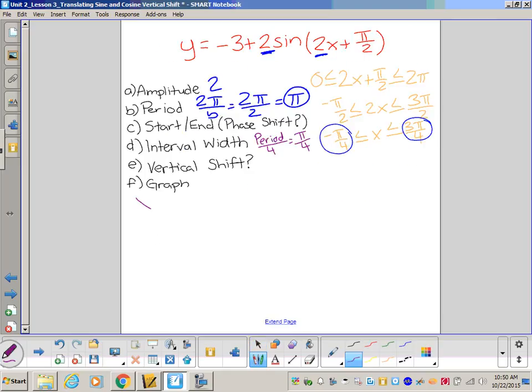So the vertical shift, we're just going to go up or down. So the y values are going to change up or down. Vertical shift is negative 3. That means we're going to subtract 3 from all the y values after we handle the amplitude. So my recommendation is you create 3 y columns until you're perfectly comfortable with this.